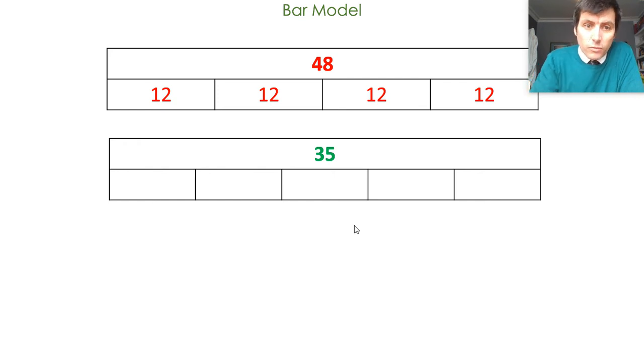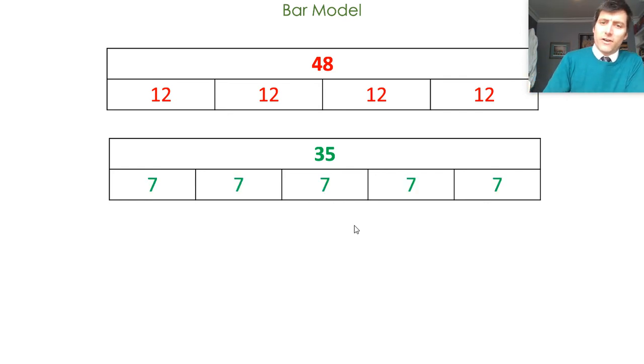So which factor? We've got 1, 2, 3, 4, 5. So what factor goes with 5? It's 7, isn't it? So 7 add 7 add 7 add 7 add 7 is 35.